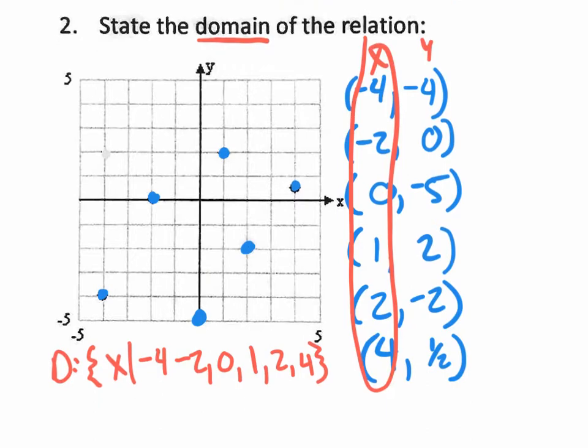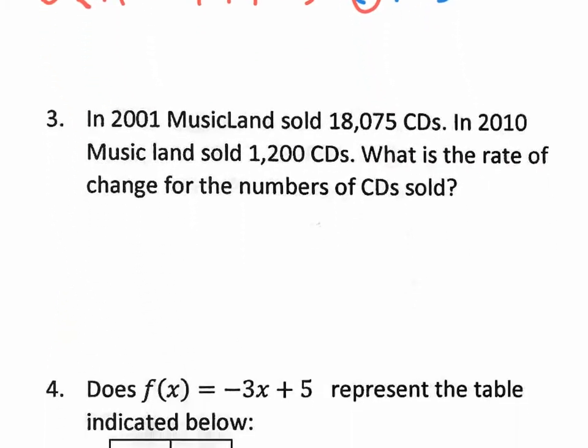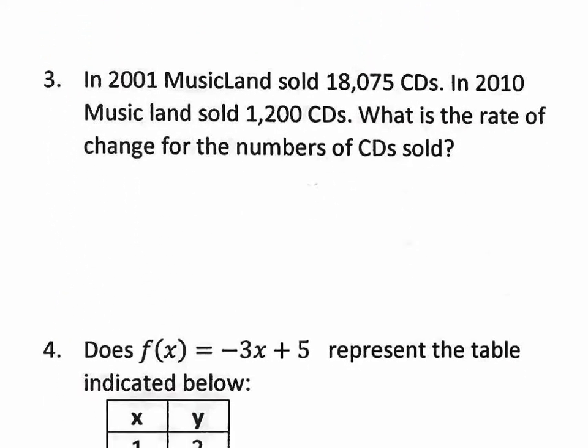Moving on to the next one on this video. In 2001, Musicland sold 18,075 CDs. In 2010, Musicland sold 1,200 CDs. That makes sense because CDs were a lot more popular back in the early 2000s. And as time goes by, CDs become less popular. Right now, they're obsolete in reality. More like collector's items.